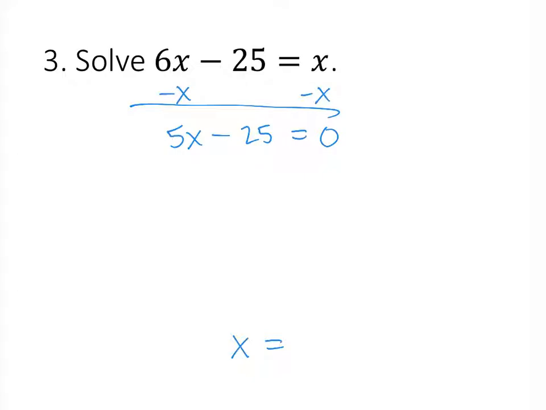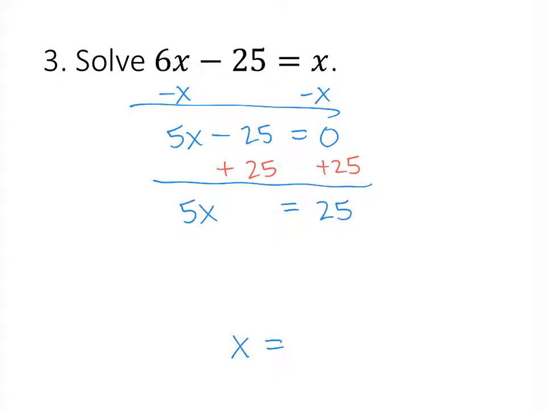So I've accomplished my first goal of getting a single x in my equation. And now I want to get everything else other than that x away from the x. I want to move all the other stuff to the other side of the equation. So again, using opposite operations, I'm going to add 25 to both sides. That's going to cancel out the subtracting of 25. So then I'm just left with 5x on the left and 25 on the right.